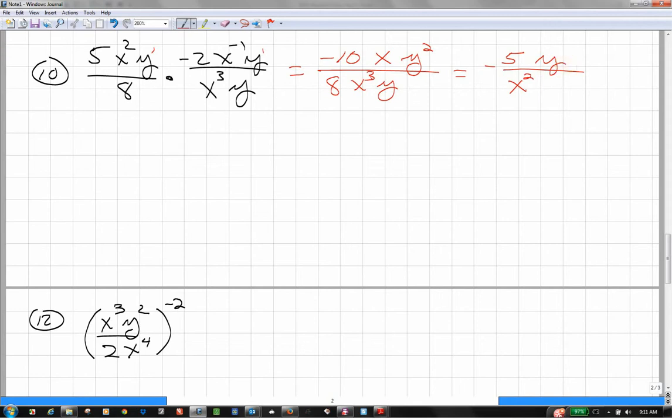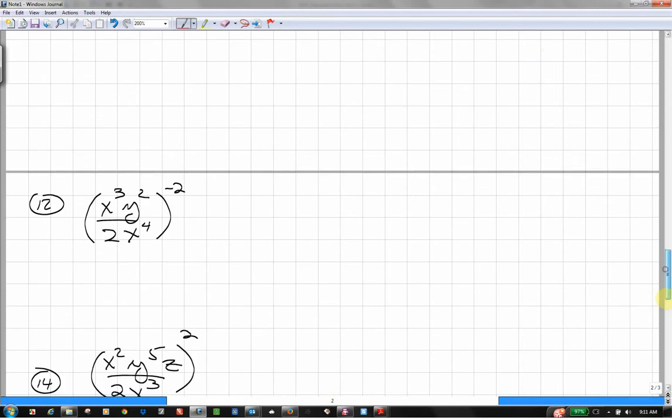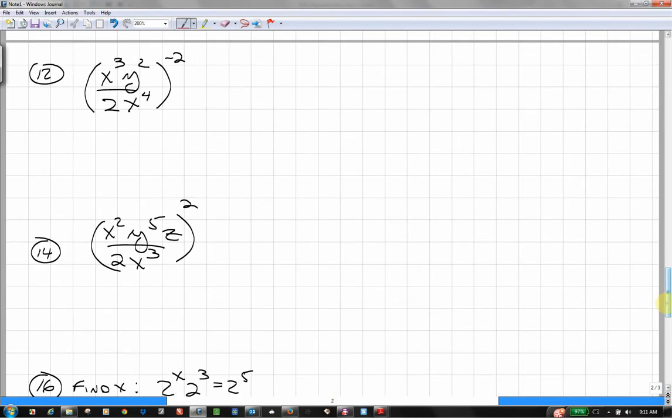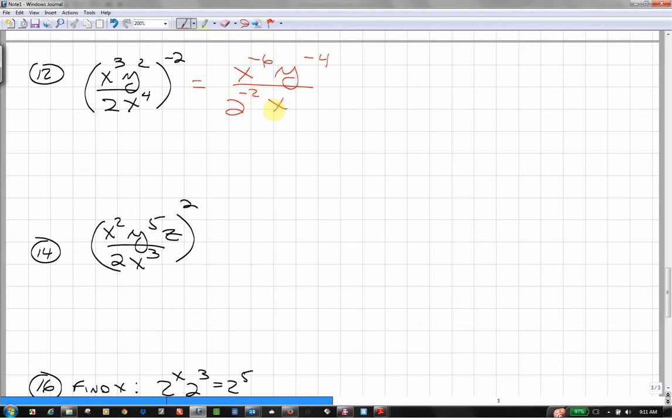Moving on to number 12. I'm going to distribute the negative exponent in. So I've got x to the negative 6, y to the negative 4. Distributing the negative 2 in, I've got 2 to the negative 2, x to the negative 8. So I distributed the negative 2 into the numerator and the denominator.